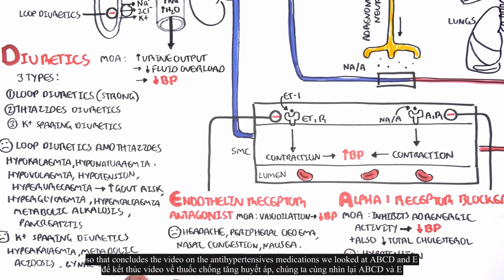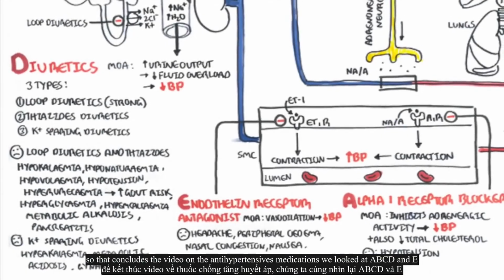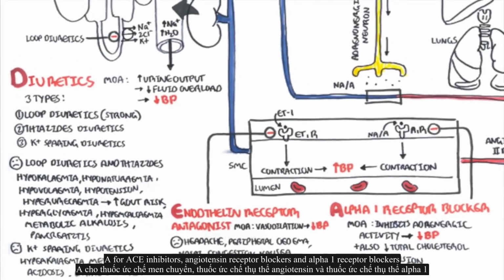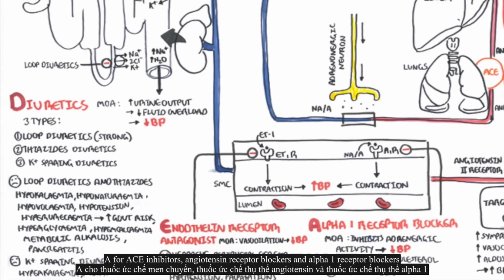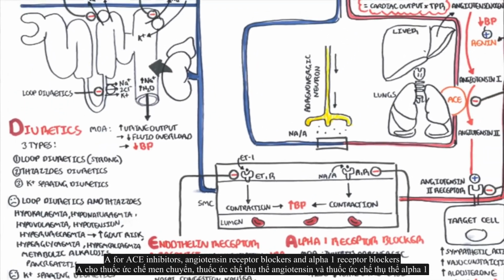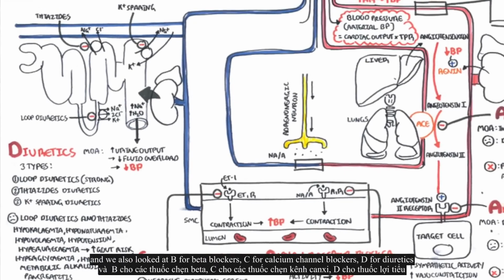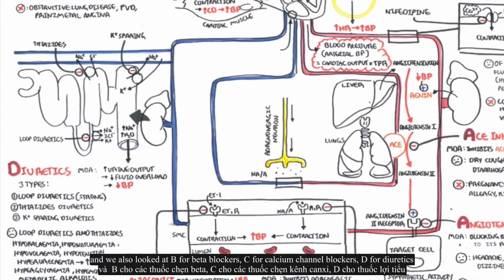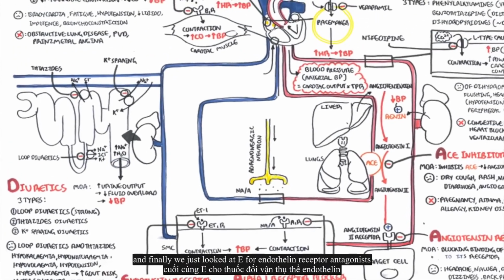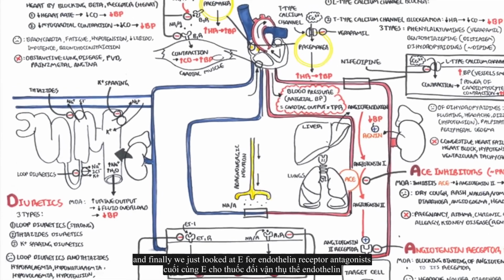So that concludes the video on the antihypertensive medications. We looked at A, B, C, D, and E. A for ACE inhibitors, angiotensin receptor blockers, and alpha-1 receptor antagonists. And we also looked at B for beta blockers, C for calcium channel blockers, D for diuretics, and finally we just looked at E for endothelin receptor antagonists.